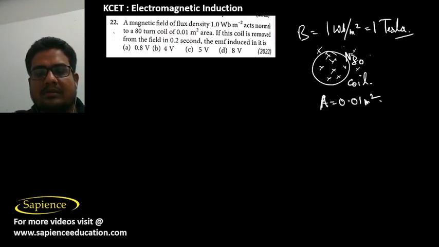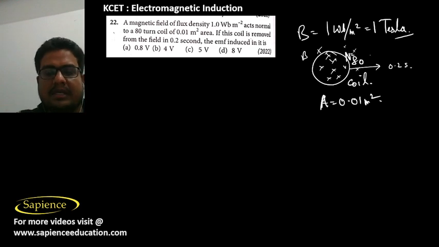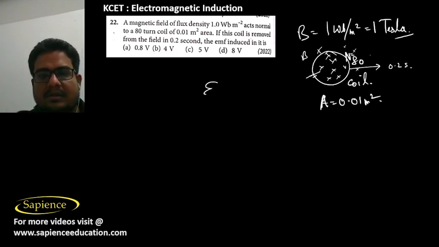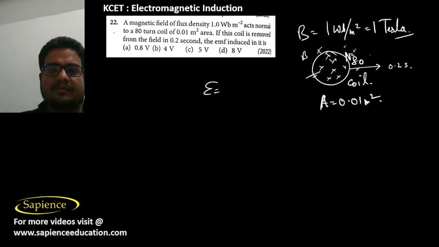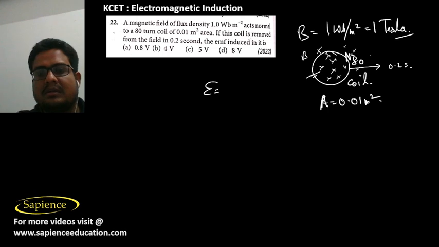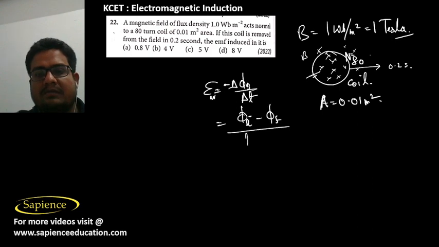Then, so this is the field. The coil is removed from the field in a time interval of 0.2 seconds. The EMF induced in it will be equal to minus delta phi B divided by delta t. So that will be equal to phi initial minus phi final divided by t final minus t initial.